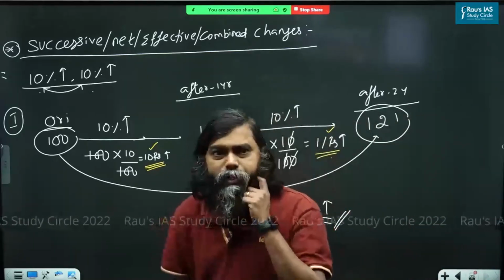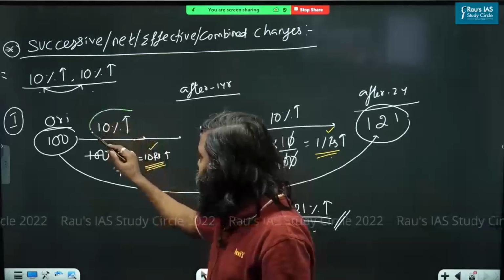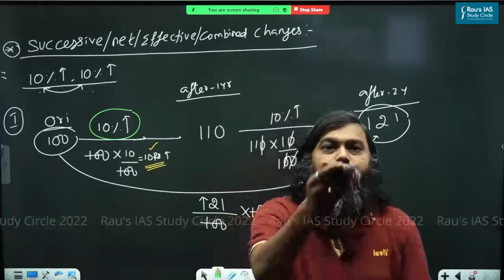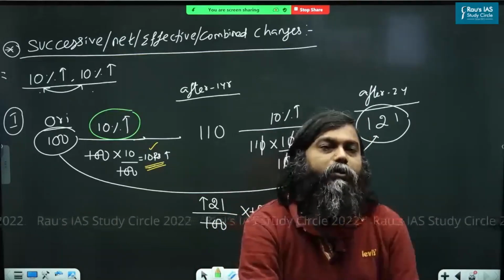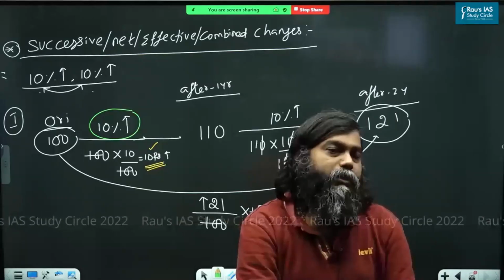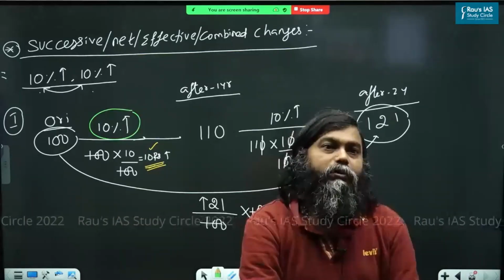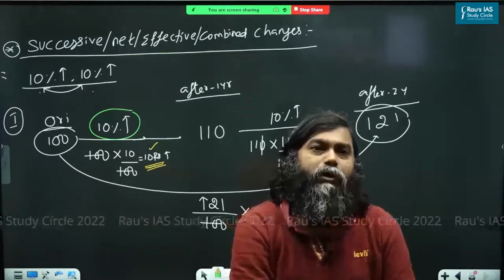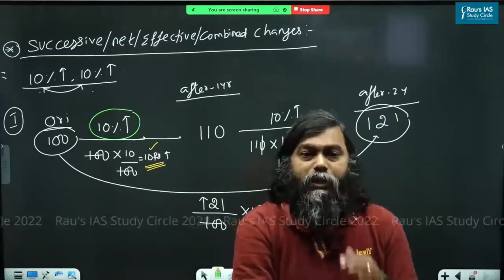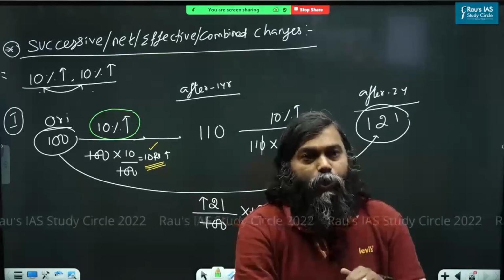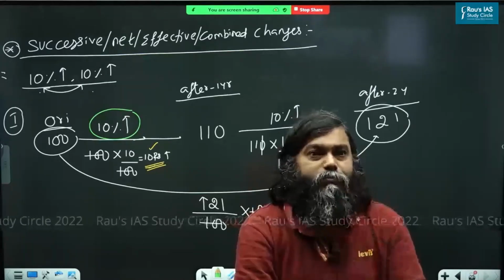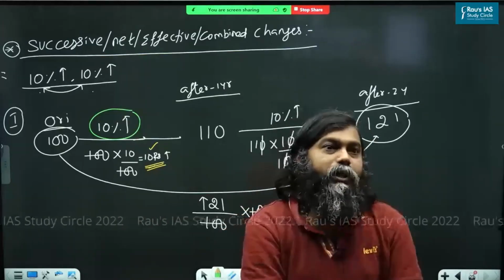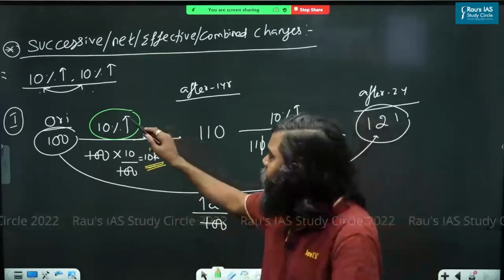What is the meaning of 10% increasing? For example, Yogesh scored 20 marks more than me. What does it mean? The difference between Yogesh's marks and my marks is 20. For example, I scored 20 marks less than Divya. What does it mean? The difference is 20. So, more or less is synonymous with difference. Increase or decrease is synonymous with difference.